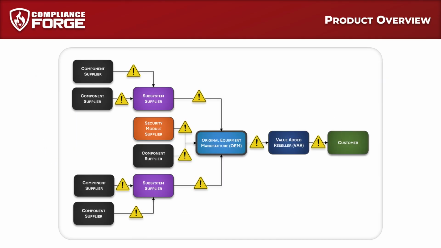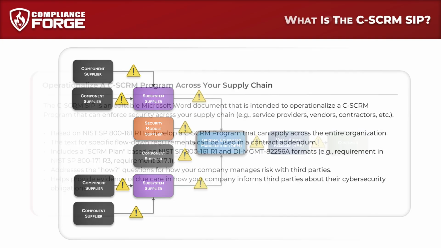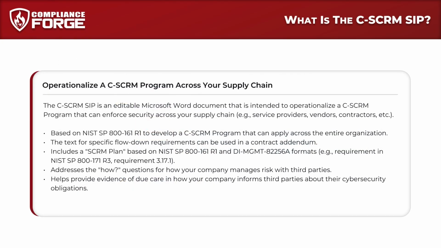As a visual, here is the supply chain, and the many points of weakness that supply chain risk management operations must consider. So what exactly is the C-SCRM SIP? It is an editable Microsoft Word document that is intended to operationalize a program that can enforce security across your supply chain, your service providers, vendors, and contractors. It is based on NIST 800-161 Revision 1 to develop a program that can apply across the entire organization.